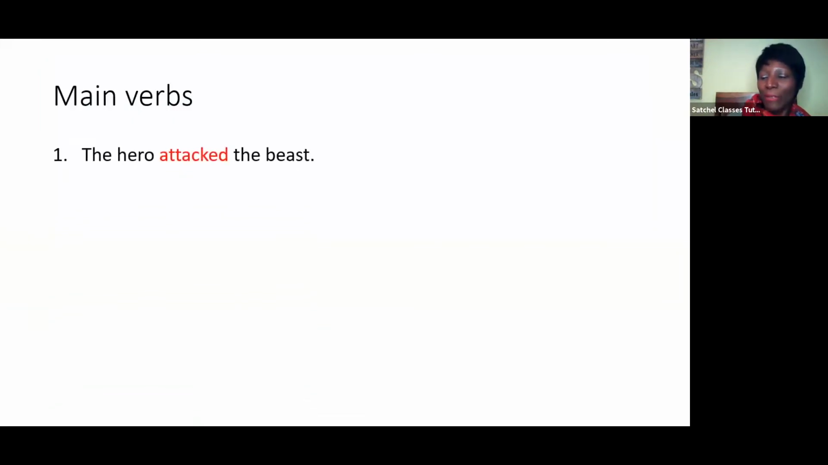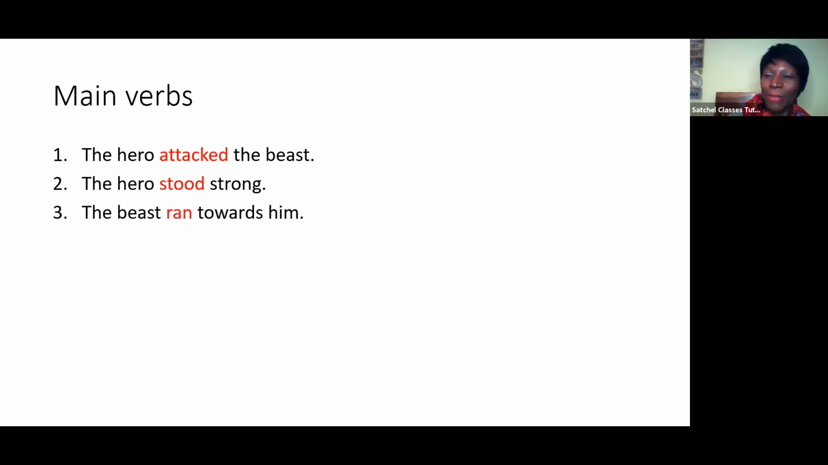Now, the main verb is really important to understand before we think about auxiliary verbs. So you can see in these three sentences about the hero fighting the monster that the main verbs have been color-coded in red. So the hero attacked the beast. So attacked is the main verb. The hero stood strong. Stood is the main verb. And then the beast ran towards him.